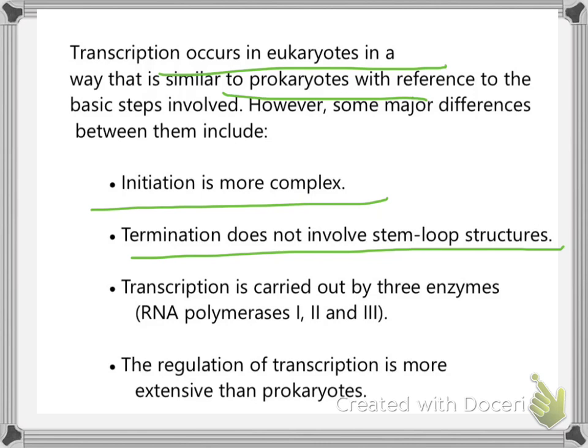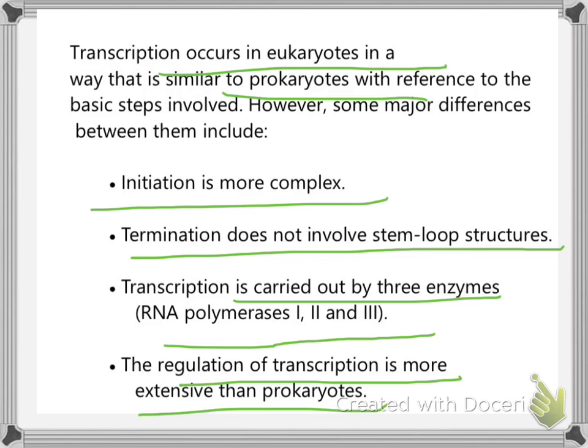Then the third one is that transcription is carried out by three enzymes: RNA polymerase 1, 2 and 3. In prokaryotes, there is only one RNA polymerase, but in eukaryotes there are three RNA polymerases, 1, 2 and 3. And the regulation of transcription is more extensive than in prokaryotes. These are the main differences between prokaryotic and eukaryotic transcription: initiation is more complex, termination does not involve a stem loop structure, transcription is carried out by three enzymes, RNA polymerase 1, 2 and 3, and the regulation is more extensive.